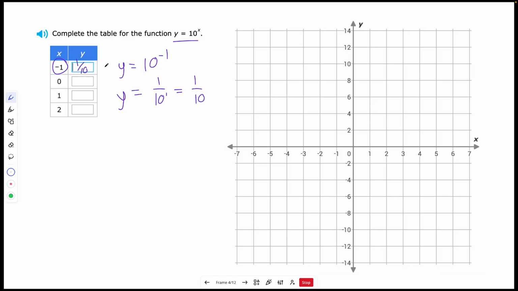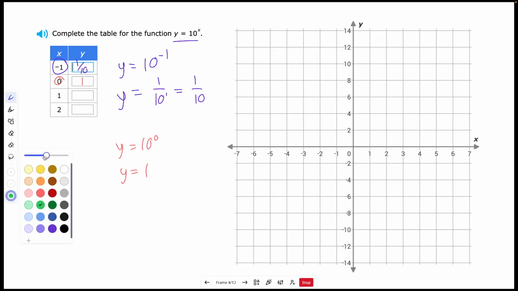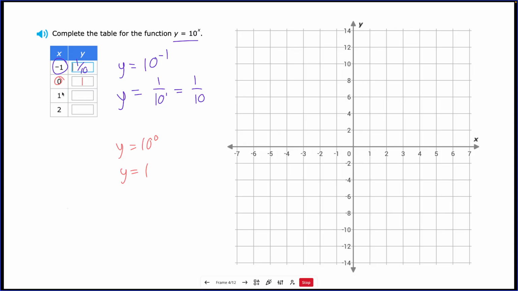All right, for the 0, let's do a different color here. For the 0, y equals 10 to the 0 power, which is just y equals 1. And we are going to finish this off here. We'll do y equals 10 to the 1 power, which is just 10. And the last one, the same color, y equals 10 squared, which is 100.